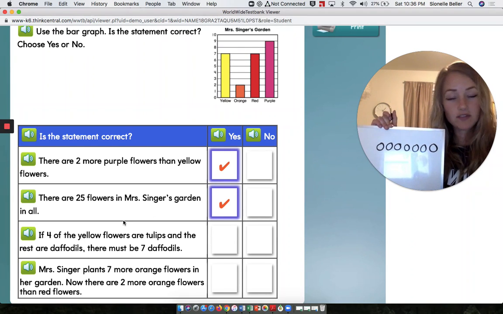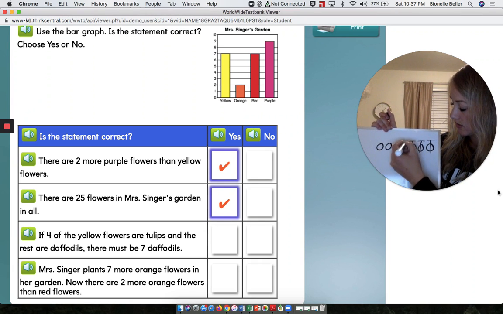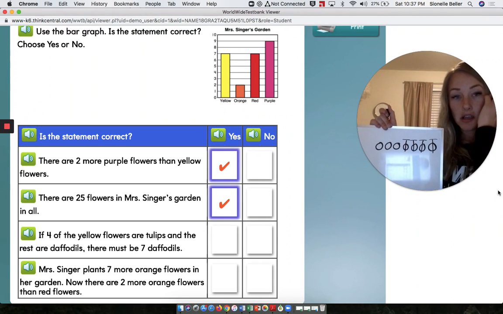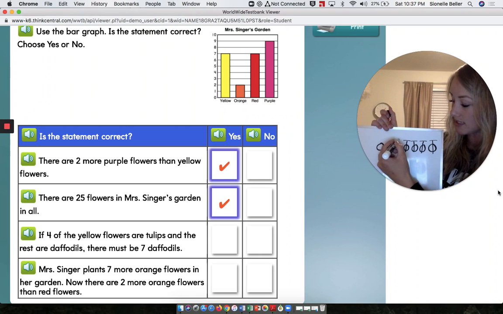Okay, let's see if that's true. If 4 of these are tulips, so let's put a T over 4 of them for tulips. 1, 2, 3, 4. Those 4 are tulips. The rest of the yellow ones are daffodils. So how many are daffodils? We'll put a D for daffodil.